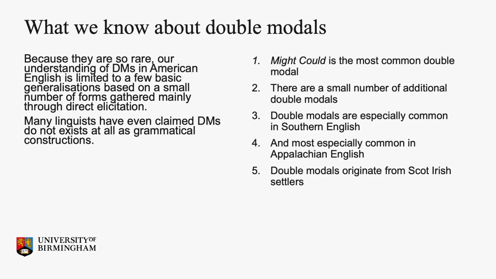And that otherwise there's a very small and limited set of additional double modals in American English, or in particular in Southern English. So the third claim there is that these are especially common and in fact only occur in the Deep South of the United States. Well, not in the Deep South, but in the South in general. In fact, the view is that they're not most common in the Deep South, that they're most common in Appalachia, okay? And that they originated from Scotch-Irish settlers.